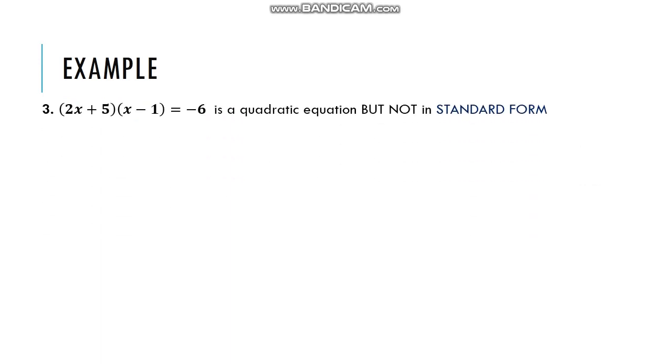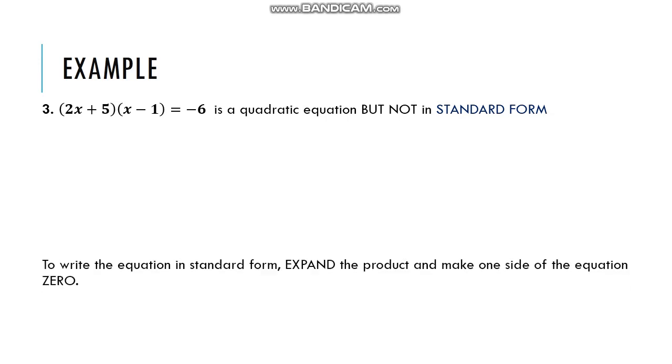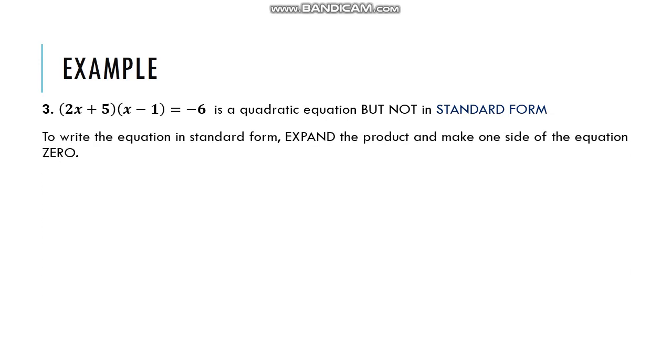In example number 3, (2x + 5)(x - 1) = -6. This is a quadratic equation, but not in standard form. To write the equation in standard form, expand the product and make one side of the equation 0. In this case, we use the FOIL method. (2x + 5)(x - 1) = -6. Apply the FOIL method.